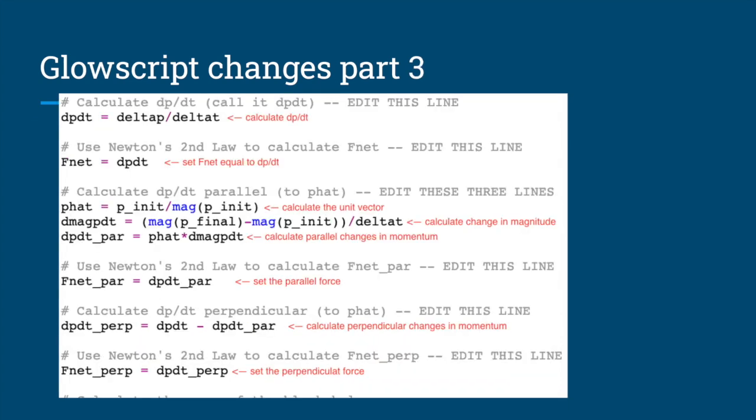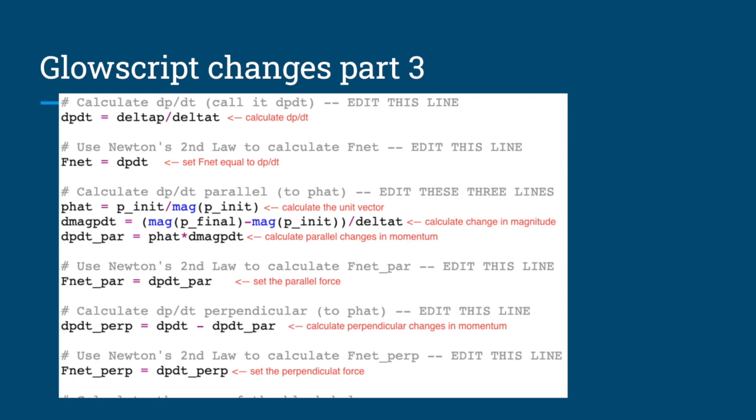To calculate the change in momentum over time, we simply divide the change in momentum delta p over the change in time delta t. Since this is proportional to net force, you can set the net force variable Fnet equal to this change in momentum over change in time. The direction of the initial momentum p hat can be calculated using p initial divided by its own magnitude to get the unit vector. The change in momentum over time can be calculated by the differences in the magnitude over the time frame divided by the length of the time delta t.